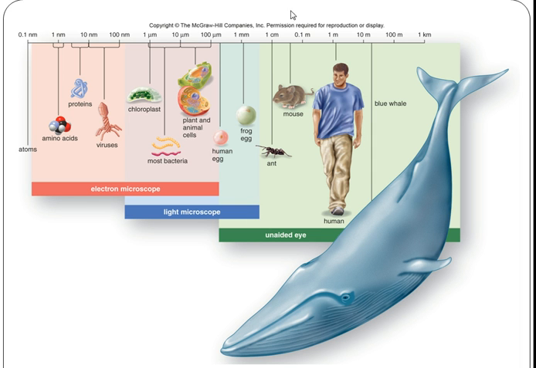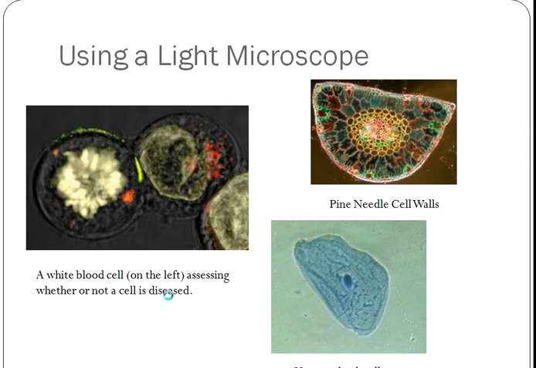Size-wise, we can see a lot of things with the unaided eye. This is just looking at that comparison, and down to a frog egg, it's pushing it. Better seen probably with a light microscope, a compound microscope. And you'll see that these overlap all the way down to the electron microscope, where you're going to see viruses and proteins and smaller organelles, so kind of cool stuff. So let's look at some pictures of those.